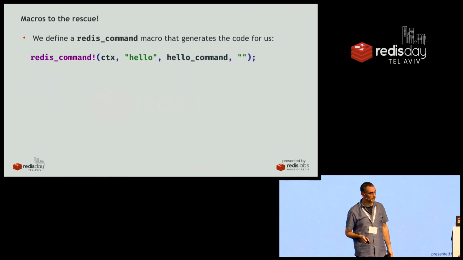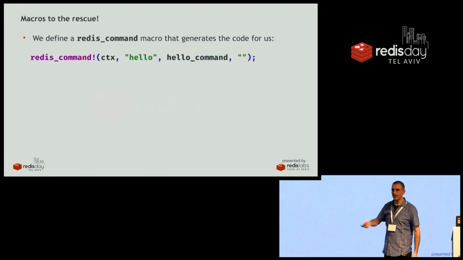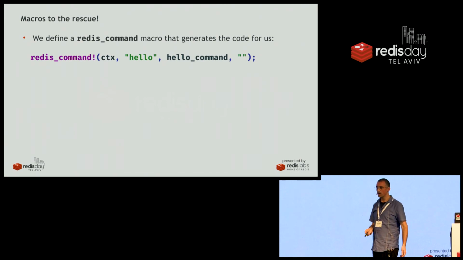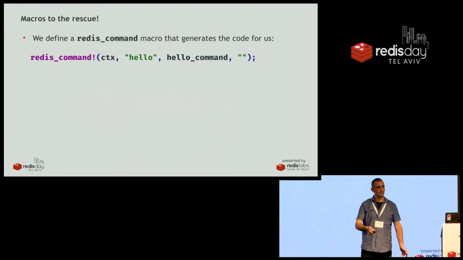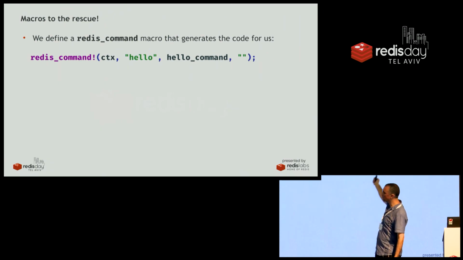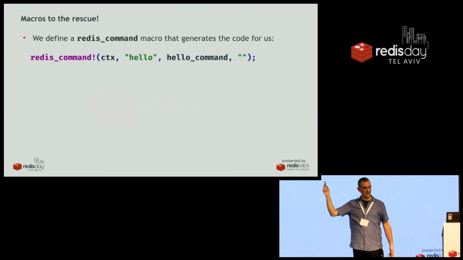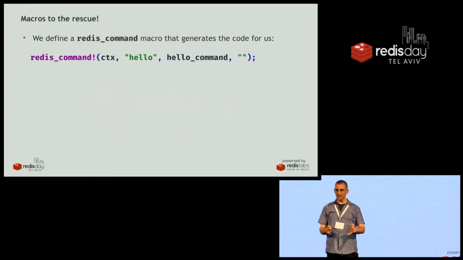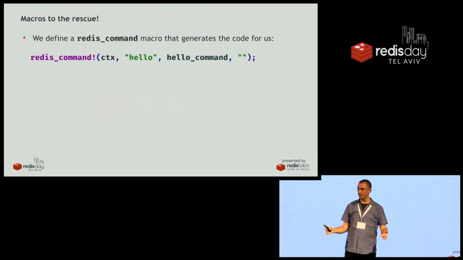So macros to the rescue. We can define a Redis command macro that does all this boilerplate work for us, because that's what macros are meant for, doing boilerplate work. So I can just say Redis command, give it the context, the name of the command, the pure Rust function, and some flags. It will automatically, at compile time, write a C wrapper function for it, and do anything that's needed.